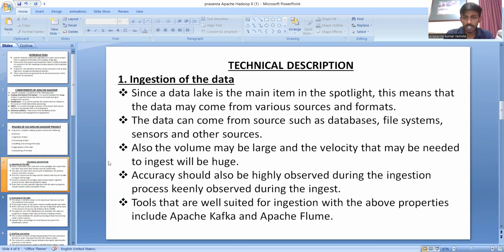Ingestion of the data. Data arrives from various sources such as databases, file systems, and sensors. Ensuring efficient handling of large volumes of data at high velocities while maintaining accuracy is very crucial. Apache Kafka and Apache Flume are powerful tools that excel in ingesting the data, making it ready for further processing in the Hadoop pipeline.